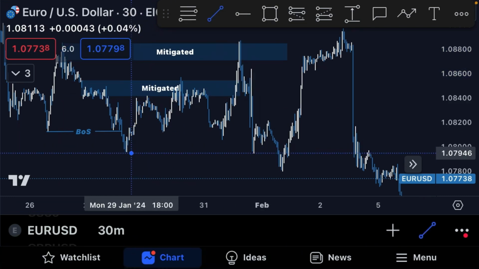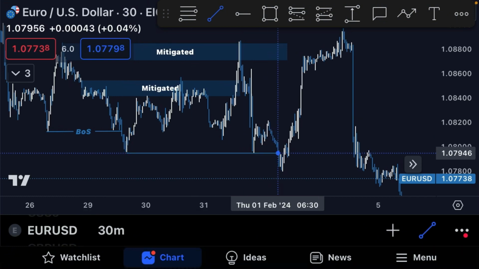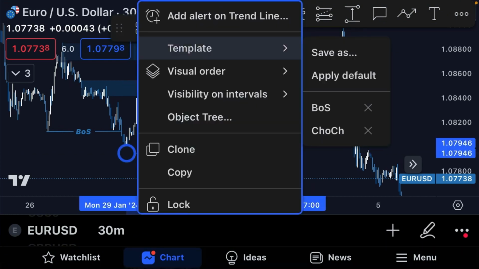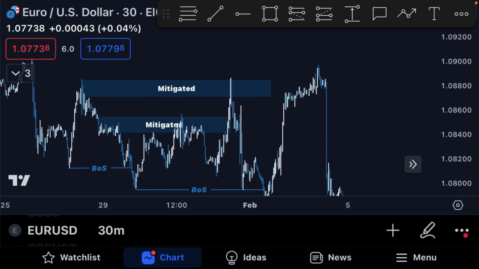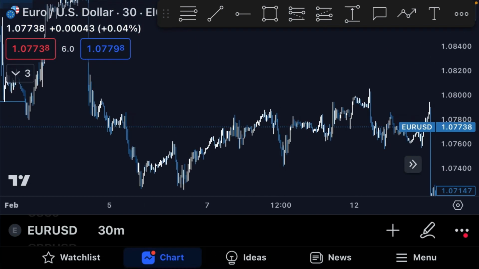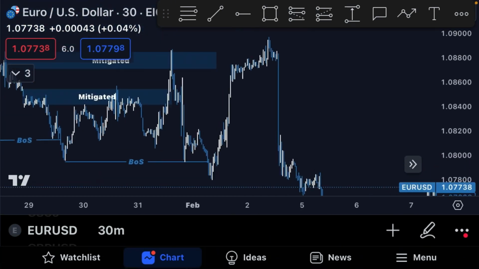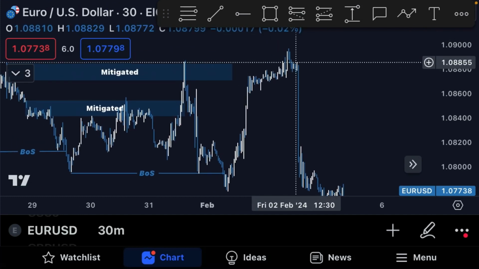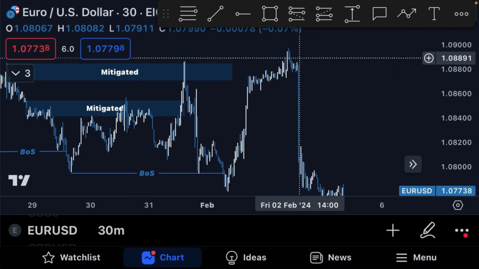Then anything that goes below this is a nice break of structure. So we are still supplying at this range as well. So until now we are still supplying. Okay, so if we break above here, the next thing we'll be looking out for is a demand.